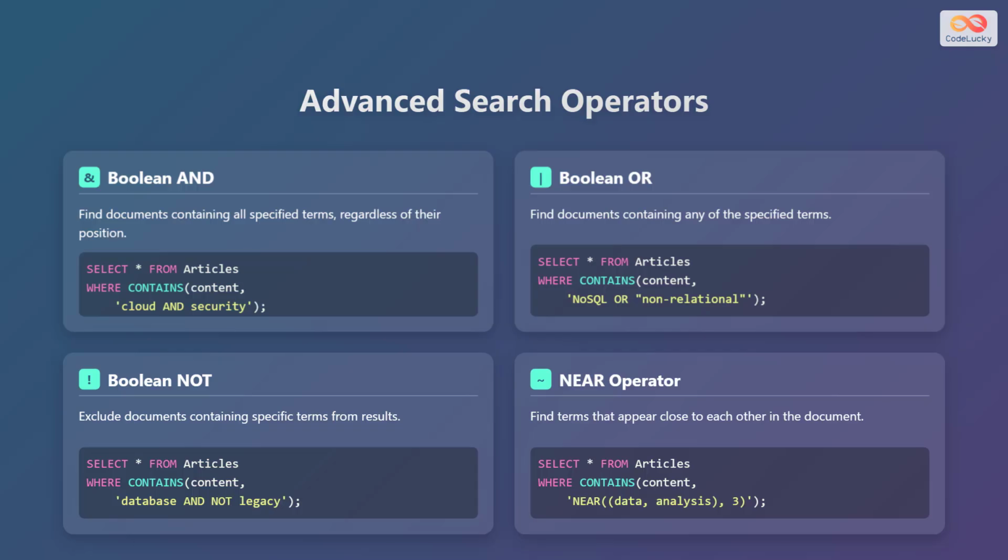The tilde symbol represents the near operator, finding terms that appear close to each other in the document. The example shows selecting articles where data and analysis appear within 3 terms of each other.